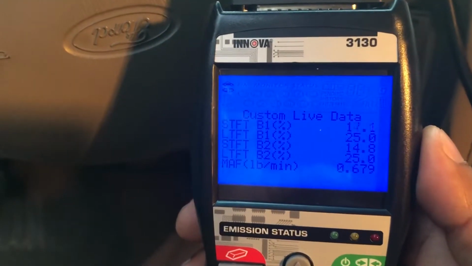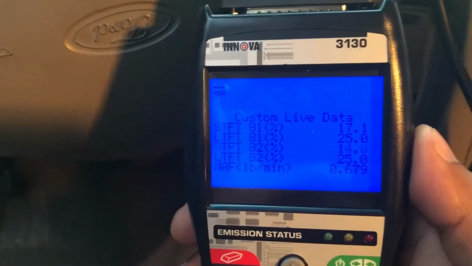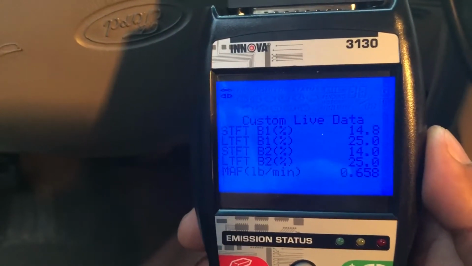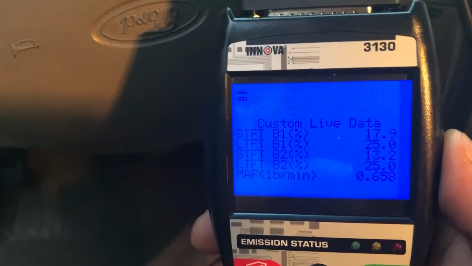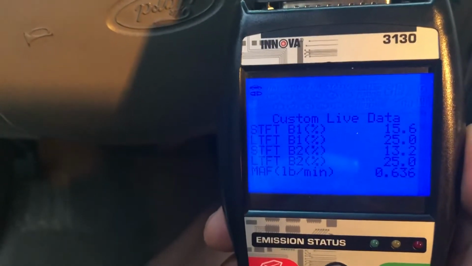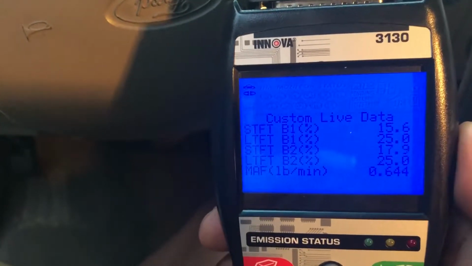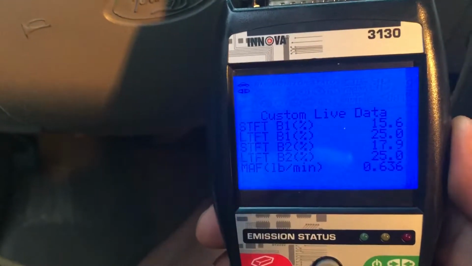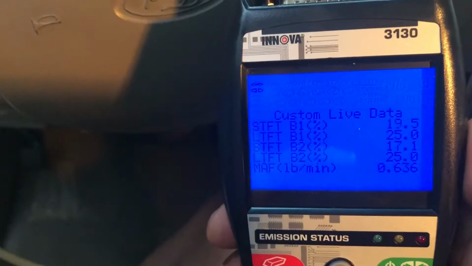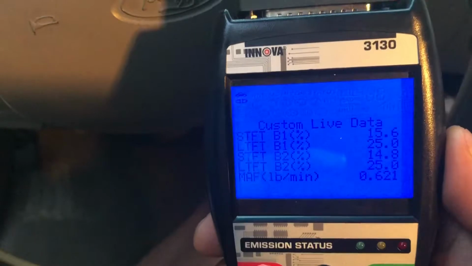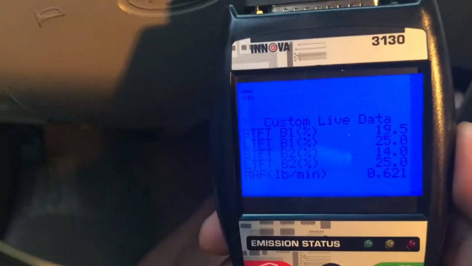So what I'm doing now, as I interpret the data and what's going on, the computer is adding fuel to compensate for a lean condition. So that can mean some unmetered air. I have a vacuum leak and some unmetered air is getting into my engine, or that could mean I have a fuel delivery problem and the fuel just isn't able to match the amount of air coming in to give me that air to fuel ratio I need.